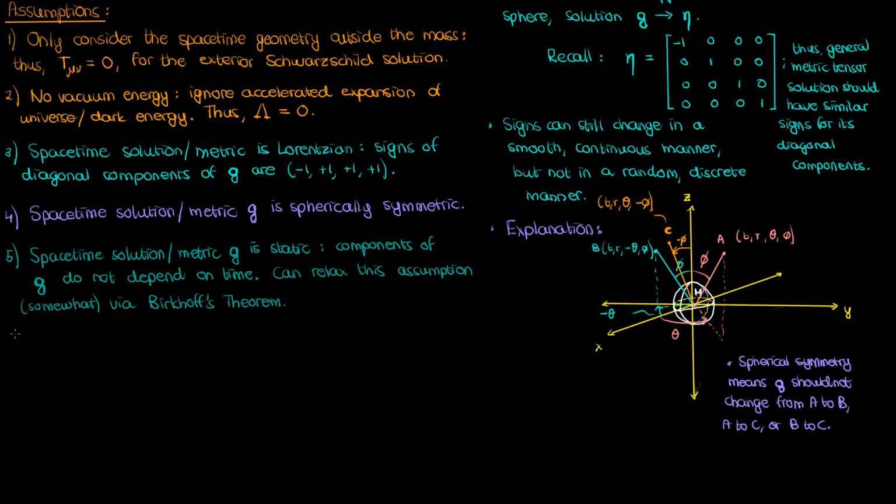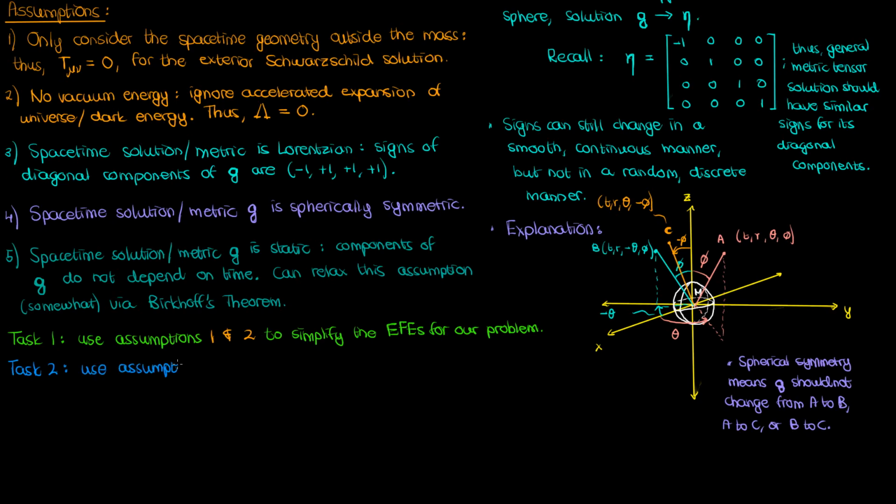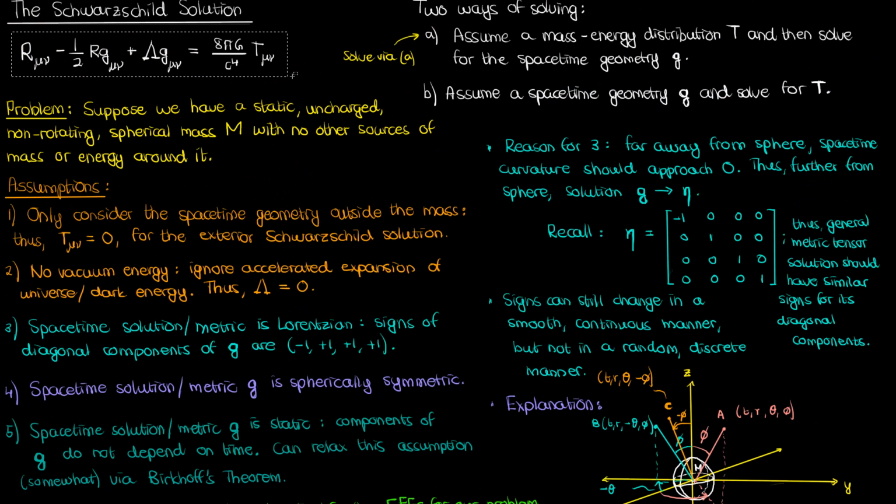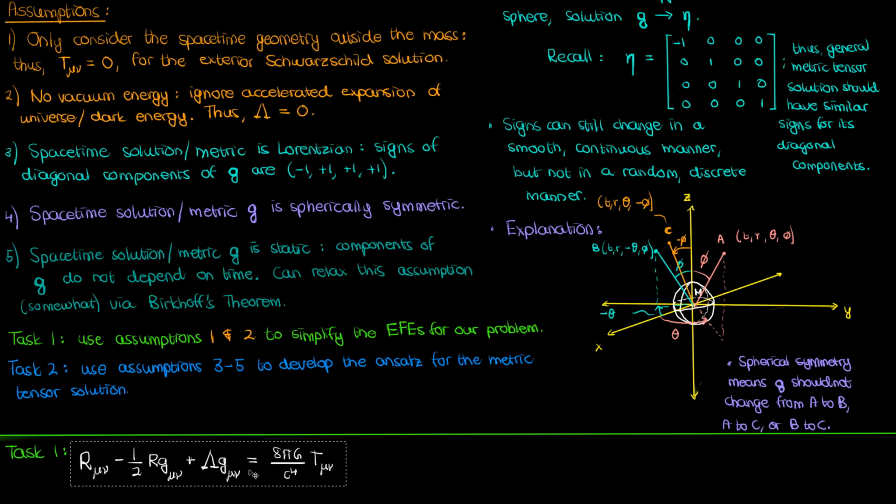We now have two tasks remaining for the introductory part in deriving the Schwarzschild metric. The first task is to use assumptions 1 and 2 to simplify the Einstein field equations for our specific problem, and the second task is to use assumptions 3 to 5 to come up with a hypothesized metric tensor solution, also known as an ansatz, that will be the general form of the solution to the Einstein field equations for the Schwarzschild problem. Let's start with task 1 by copy-pasting our Einstein field equations here.